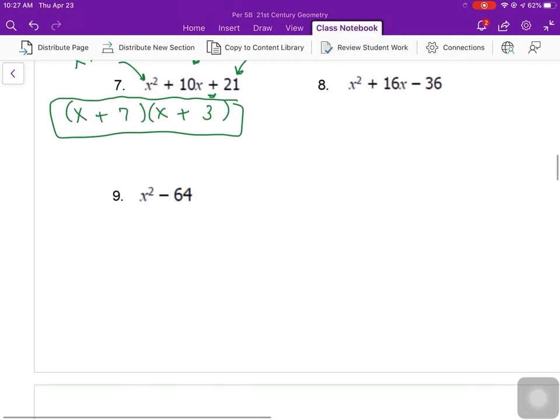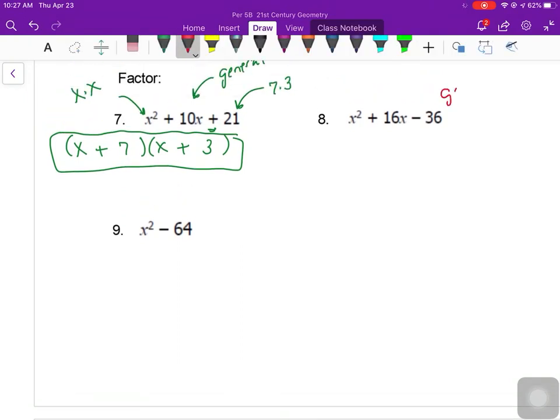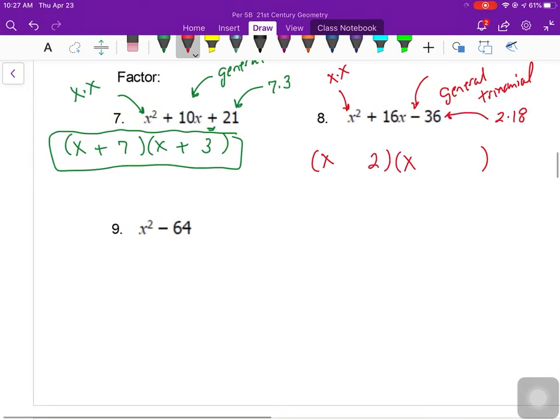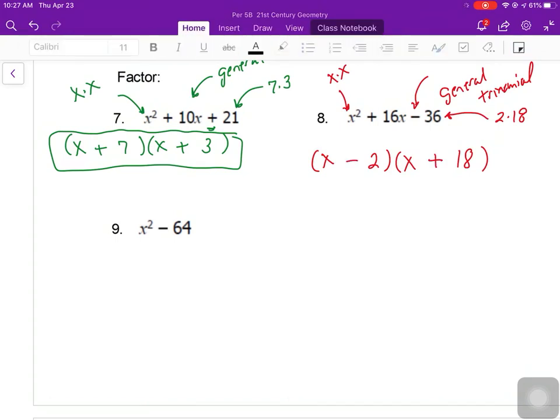The next one, another general trinomial. So yet again, we make 2 sets of parentheses. In the first positions, we have to get x squared, so it's x times x. In the last position, we need things that multiply to give us 36, but they also have to subtract to give us 16. So we're going to have to use 2 times 18. I'll put the 2 here and the 18 here. And I'm going to have a positive 18 and a negative 2.